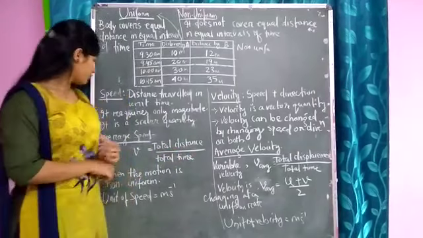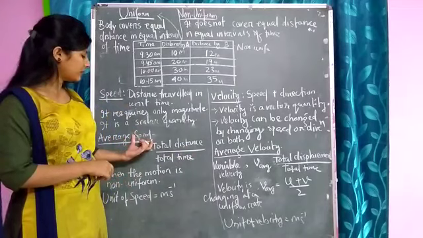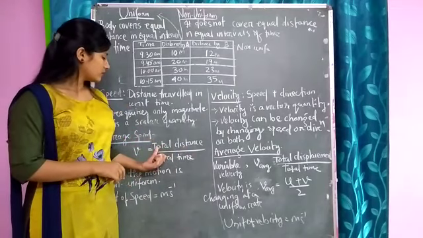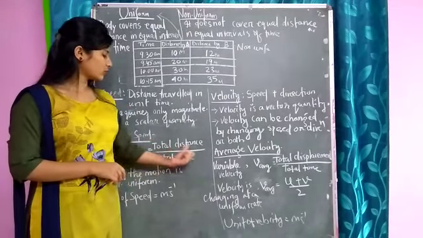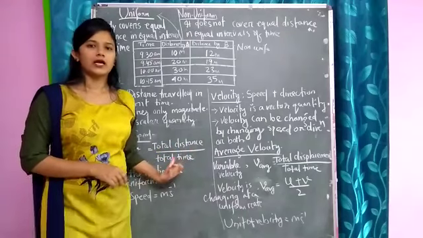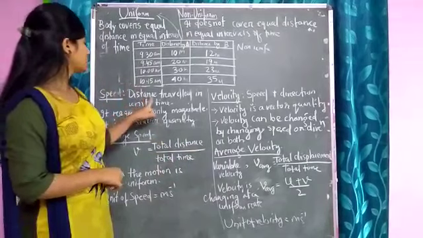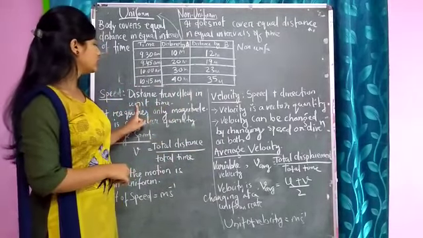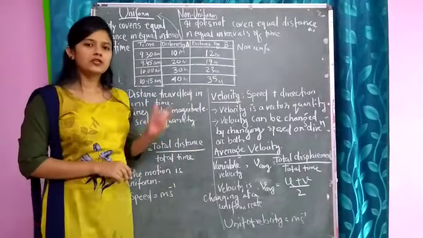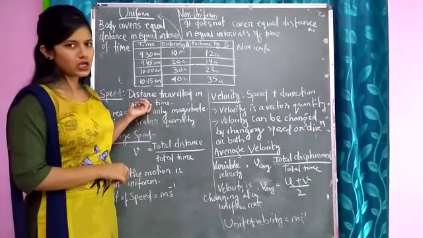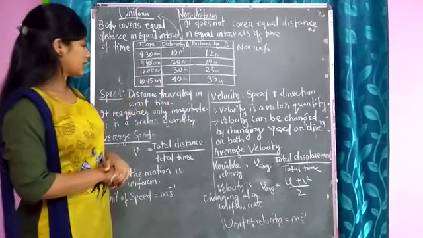So what is the formula for speed? Speed is the ratio of total distance to total time. We define speed as the distance travelled in unit time. What is the distance travelled by the body in unit time?